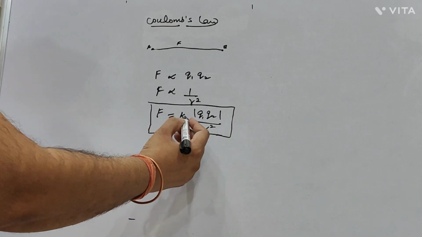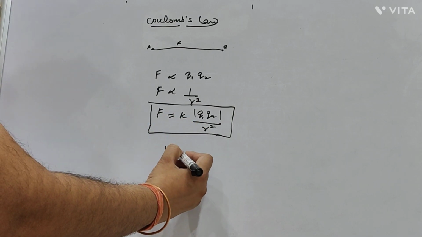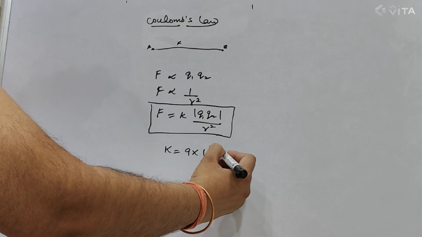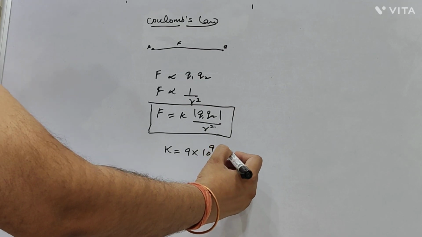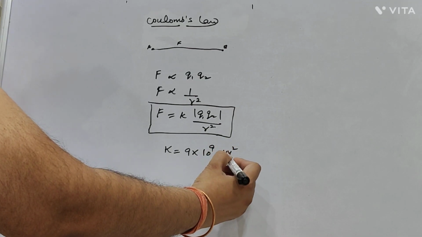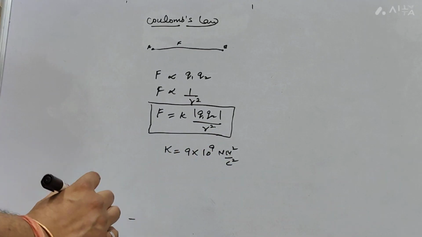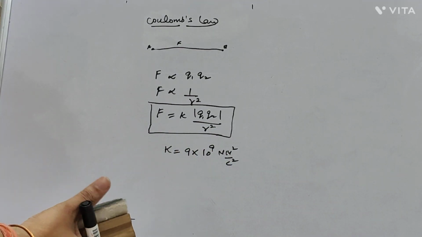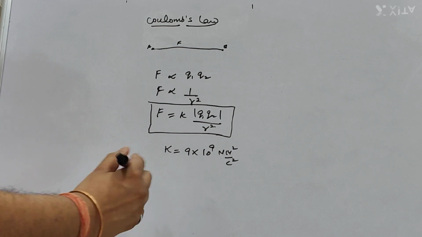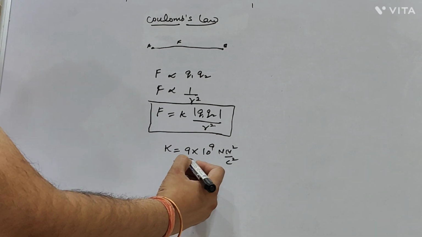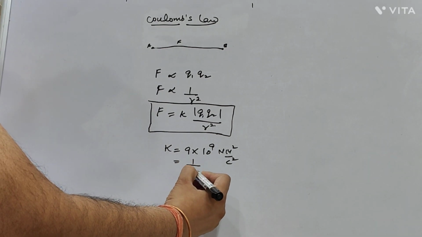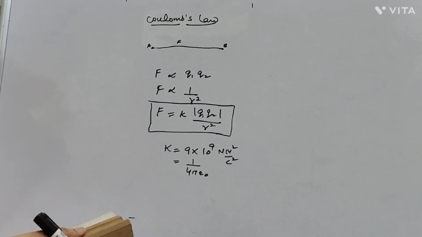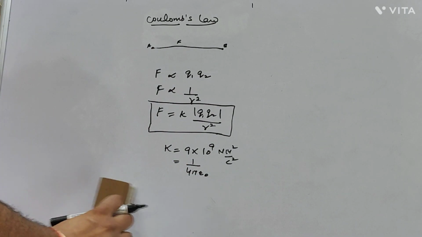Now, what is the value of this K? K is equal to 9 into 10 to the power 9 Newton meter square per Coulomb square. This can also be written as 1 by 4 pi epsilon naught. So this is the value of K.